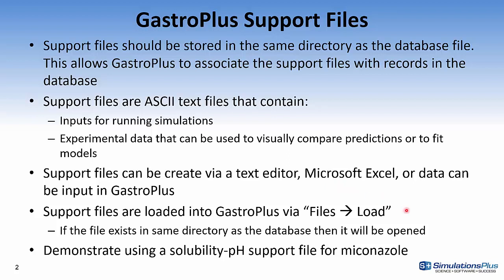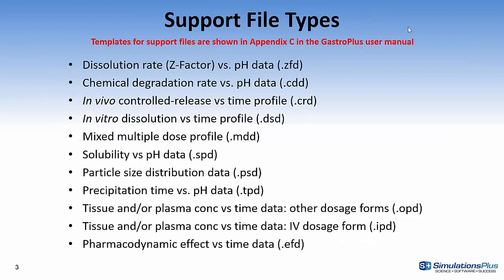Support files are loaded into GastroPlus via File, Load. If the support file exists, say a solubility versus pH profile for that particular record, then that will be opened when you perform this command. And as I mentioned earlier, I'm going to demonstrate using the solubility pH support file for miconazole.